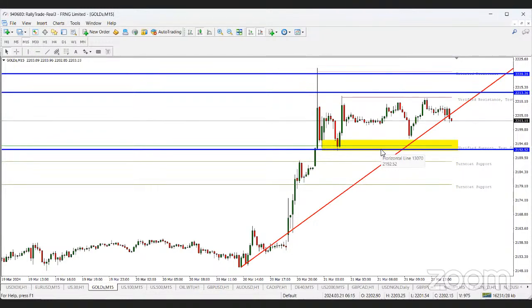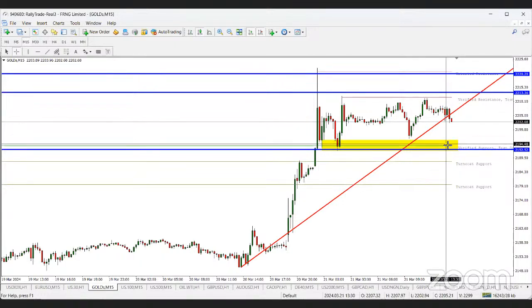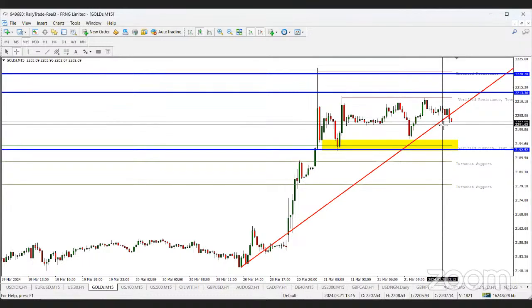I'm also looking at buying gold from 2190 or 2195. Let's say I'm buying gold from 2190 or 2194. From that zone, I'll be buying gold up to 2200.